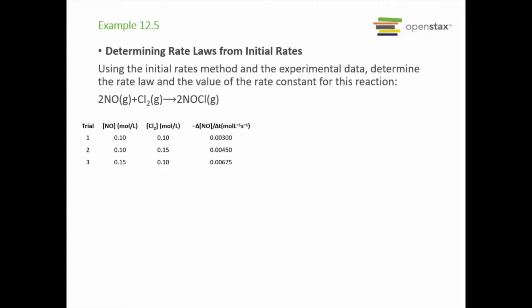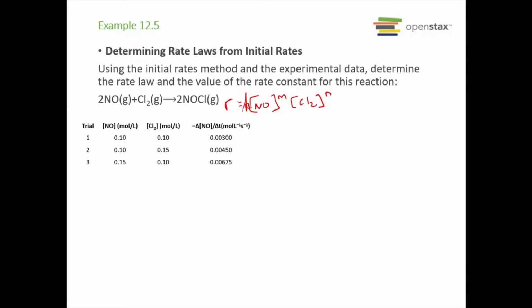All right. Now time for another example. Yay! Very similar to what we just did. This one, we're going to figure out a rate law from initial rates. We were given some experimental data for this balanced equation you see here. And we want to figure out our rate law and rate constant. So first things first, our generic rate law is going to be K times NO to the M times Cl2 to the N. So now we need to figure out M and N.